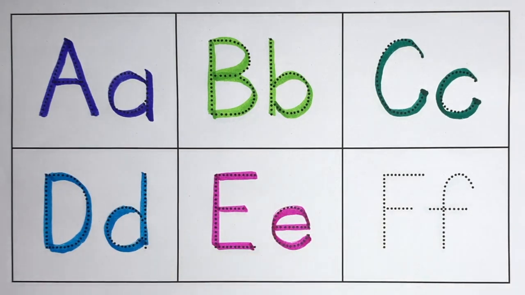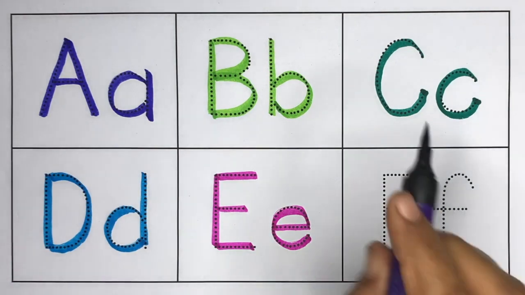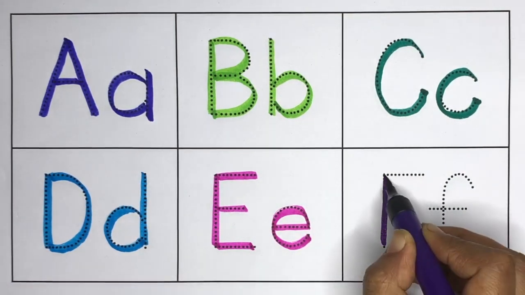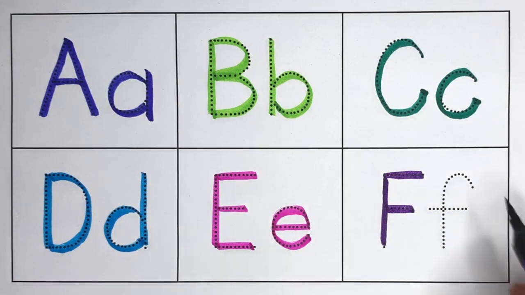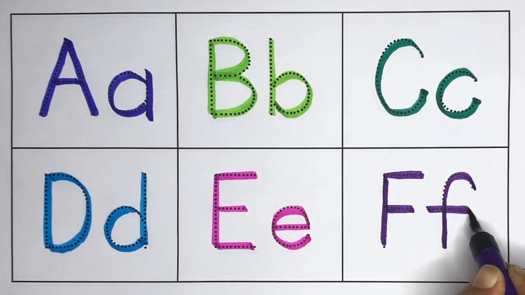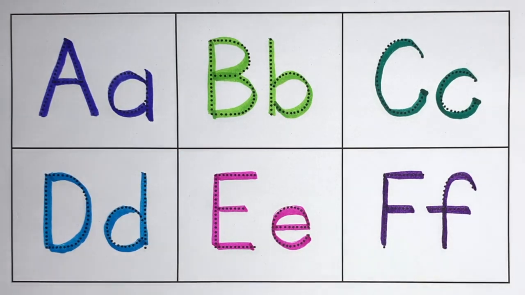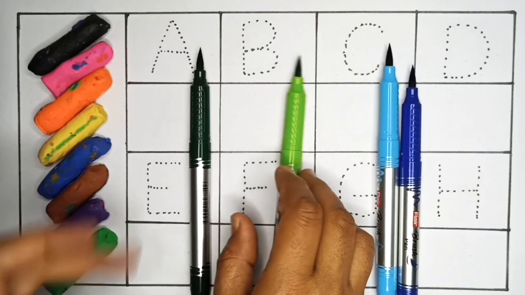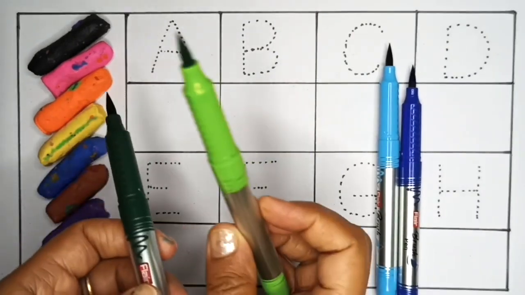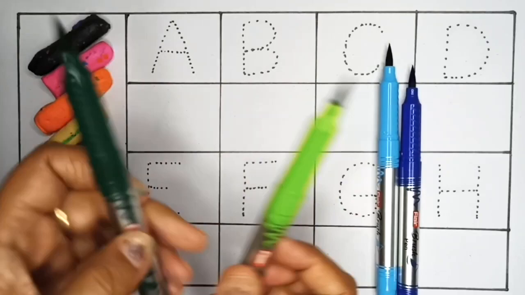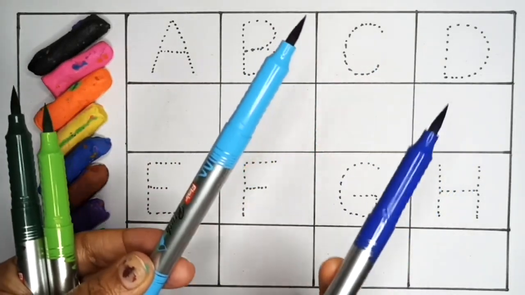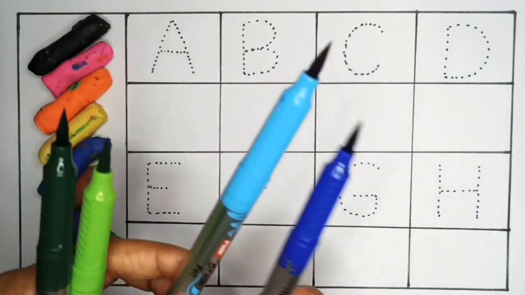Violet color. F. F for fish. F. F for fish. Dark green, light green. Dark blue, light blue.